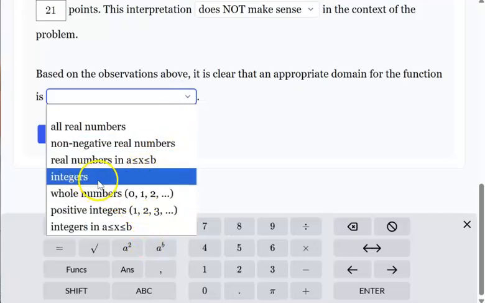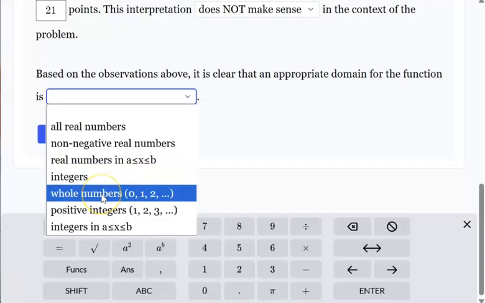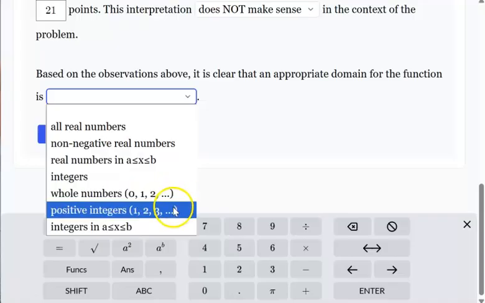Remember that integers includes basically all the numbers you're used to seeing labeled on a number line, and those include negatives. So I would not select the integers. Whole numbers, notice the dot, dot, dot, meaning it's going past 6. Also notice the 0. The 0 and anything past 6 are not options here. So positive integers, while 1, 2, and 3 are fine, if you go past 6, it's no longer fine.